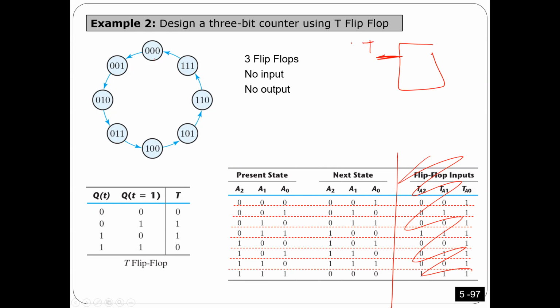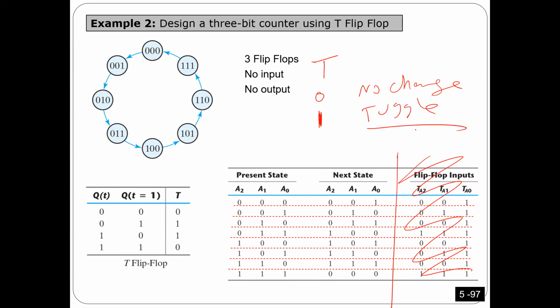So now, given this information, this is the input. This is the current state. When the clock comes, I want the flip-flop to move from here to here. So what should the input be? I want you to remember how the T flip-flop works. If T is equal to 0, no change. If T is equal to 1, toggle. That's how it works, right? These are the only two cases I have.